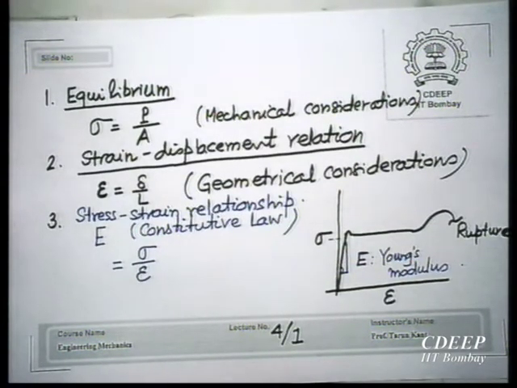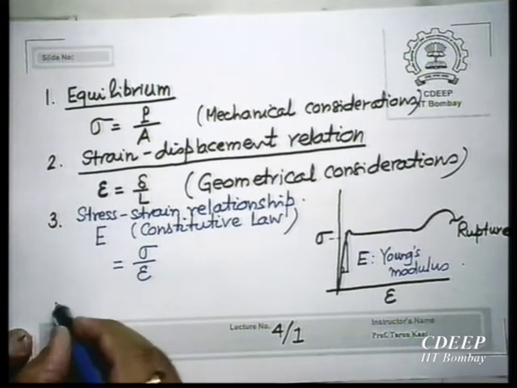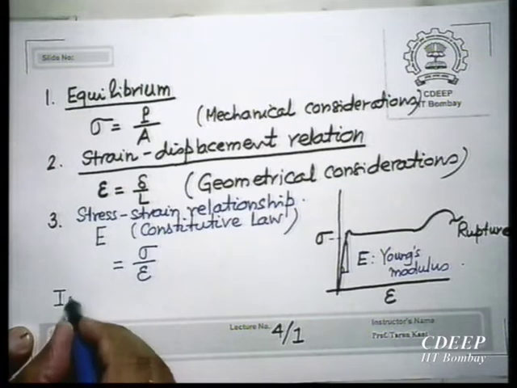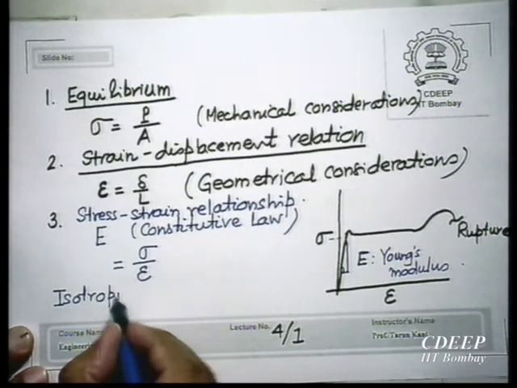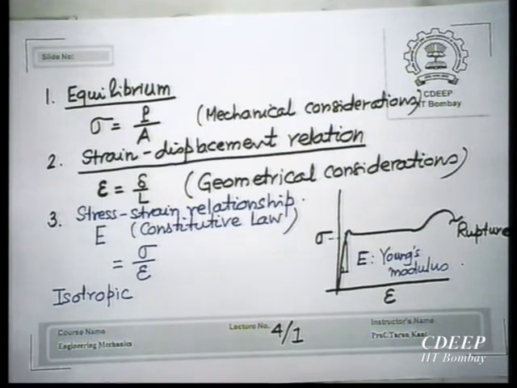Now, this experiment, this diagram that has been drawn, is for a special type of material called isotropic material. Isotropic. What is the meaning of isotropic? The material is isotropic.